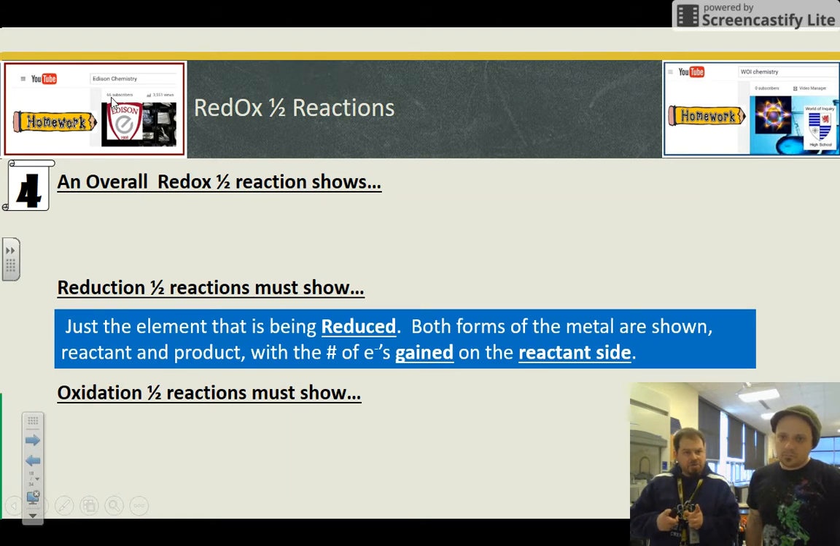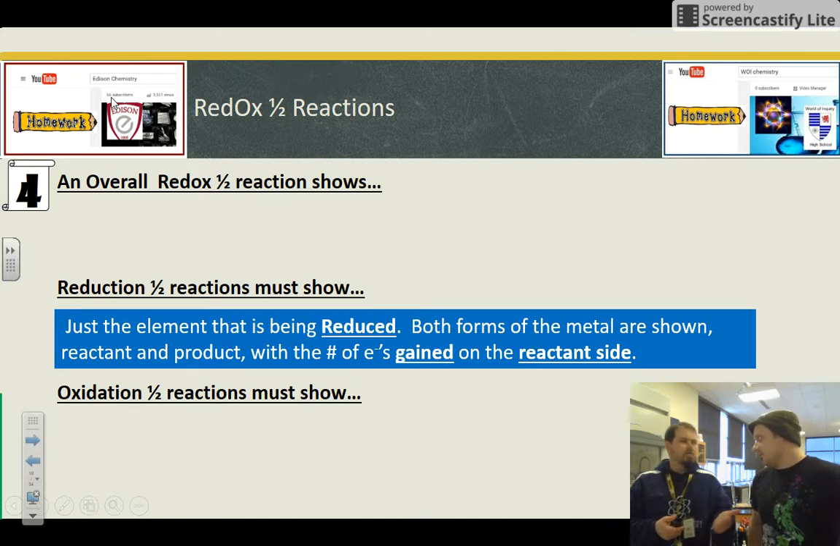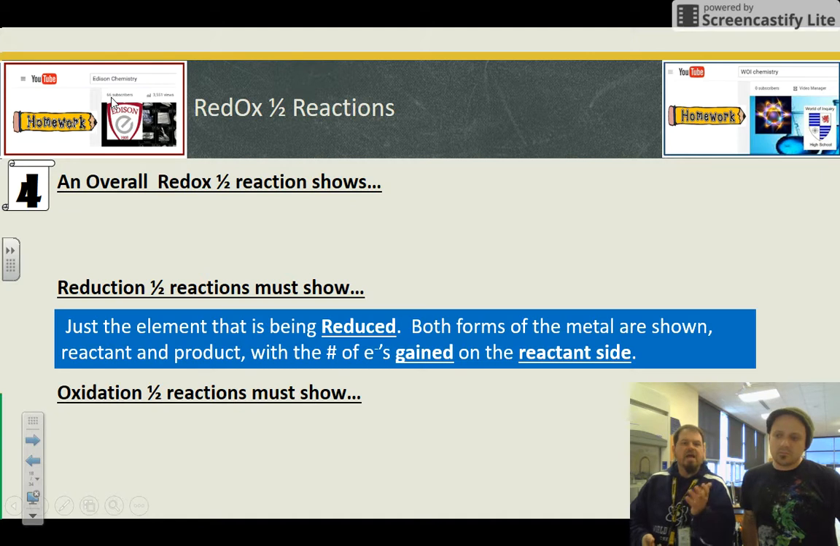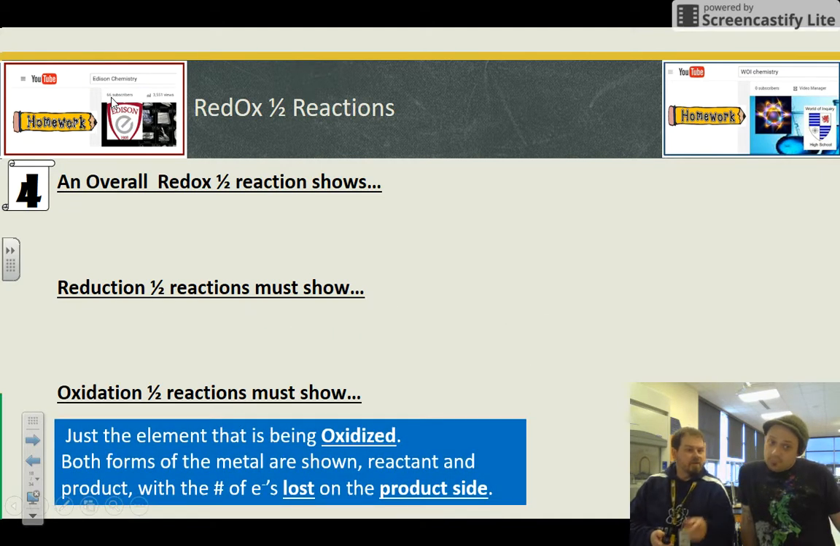Both forms of the metal are shown, one with a 0 and one as a cation, and metals only make cations, really. And then the number of electrons gained is on the reactant side. So the reduction half reaction has electrons on the reactant side. Reduction, reactant. That might help.